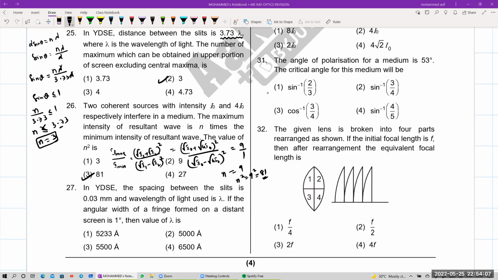In YDSE, the spacing between the slits is 0.03. Spacing between the slits is small d. ये हो गया small d. And wavelength of light used is lambda. If the angular width of the fringe formed at the distance of the screen is 1 degree, then the value of lambda will be equal to how much? Angular fringe width कैसे लिखते हैं बेटा? कोई मालूम है किसी को?